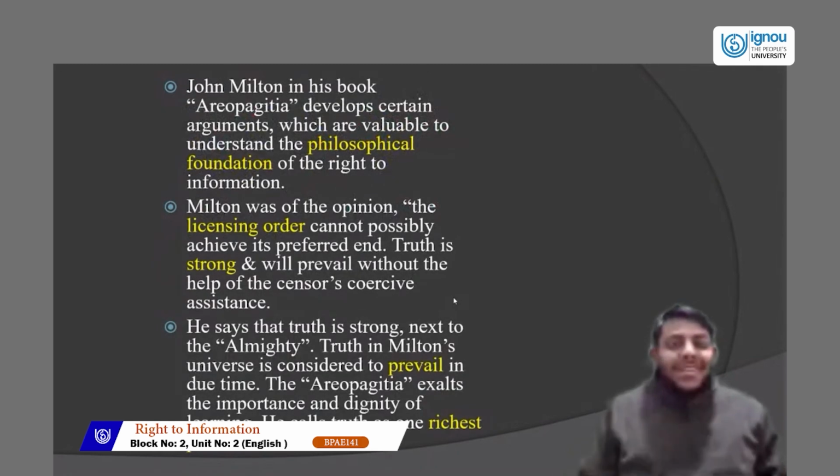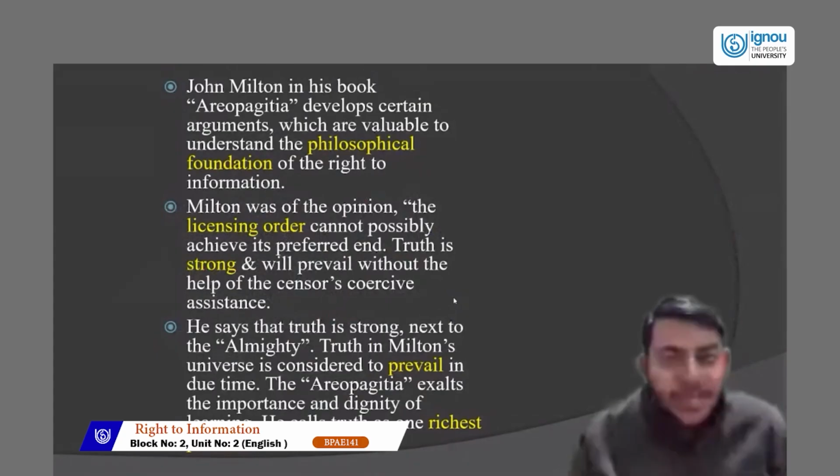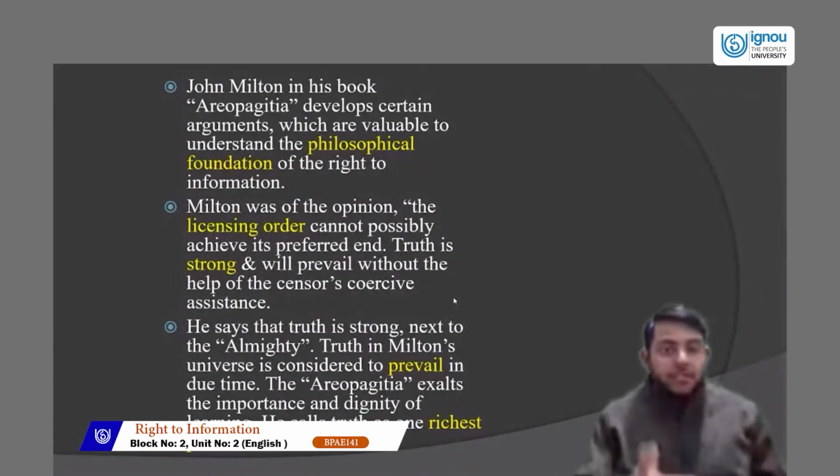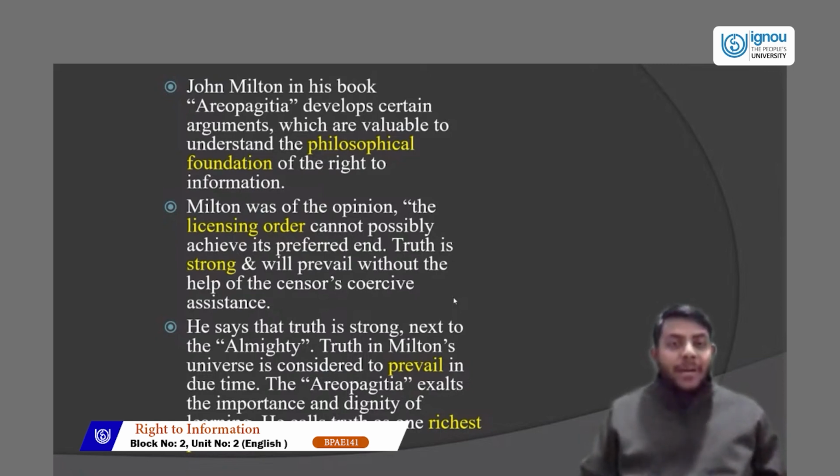Moving on, John Milton, in his book Areopagitica, developed certain arguments which are valuable to understand the philosophical foundation of this right to information. So John Milton, according to him, the licensing order cannot possibly achieve its preferred end because truth is strong and will prevail without the help of the censor's coercive assistance. So John Milton was against the concept of censorship of information.